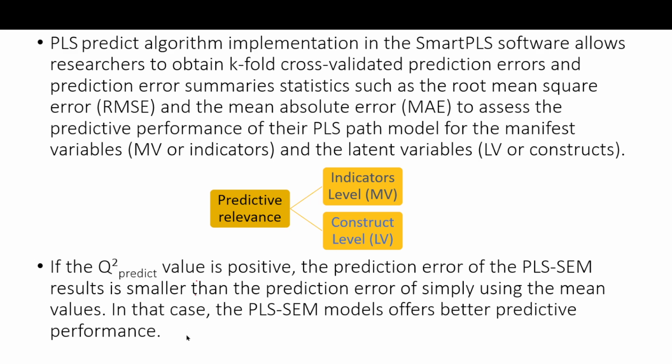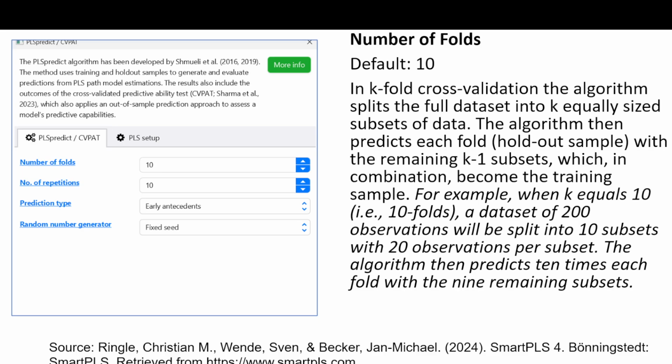If the Q square predict value is positive, the prediction error of the PLS-SEM results is smaller than the prediction error of simply using the mean values. In this case, the PLS-SEM model offers better predictive performance.